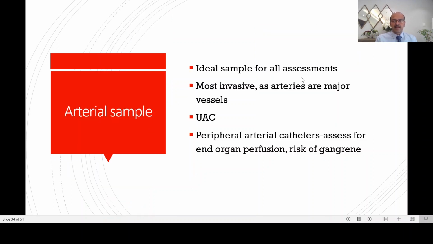Arterial sample is the ideal sample for all assessments. It is the most invasive of these methods, as arteries are major vessels. If you have an umbilical arterial catheter, it's ideal for the initial period, especially in babies who are sick, those who have pulmonary hypertension, those who are having therapeutic hypothermia, where capillary samples are very difficult, and in the extreme preterm babies who will stay ventilated for a period of time, with significant fluctuations in the blood pressure. So in these babies, invasive BP monitoring is ideal.